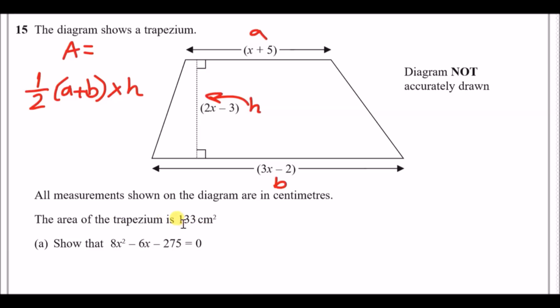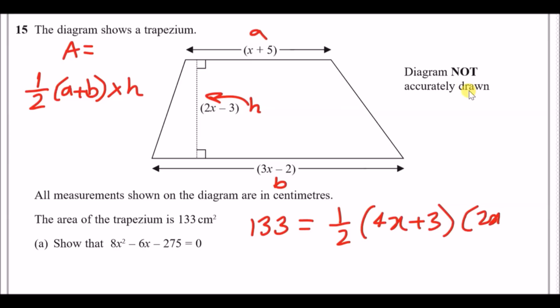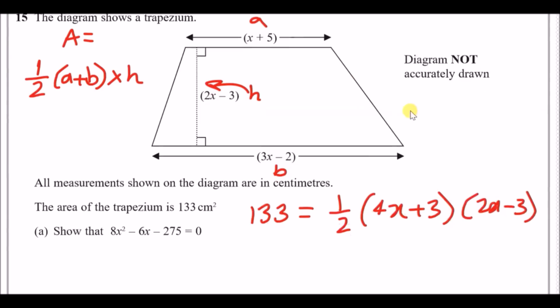Since we have the area of the trapezium formula, we can go straight into it. So replace the area with 133. So the area equals half times a plus b, so x plus 5 plus 3x minus 2. Adding them up, the x's become 4x. 5 plus minus 2 becomes plus 3. And then times the height, times 2x minus 3. Okay, so that's a quick way of doing it.